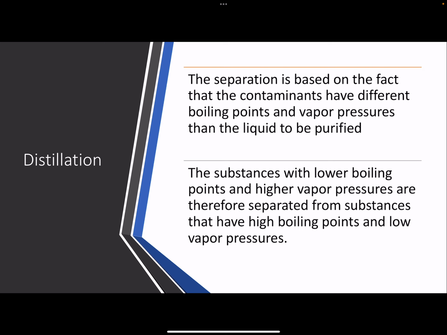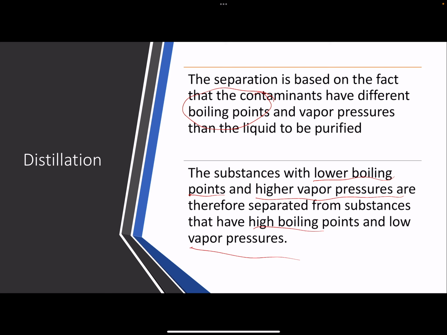Okay, the separation is based on the fact that the contaminants have different boiling points and vapor pressures than the liquid to be purified. Remember, this is the principle of distillation. Now, the substances with lower boiling points and higher vapor pressures are therefore separated from the substances that have high boiling points and low vapor pressure. So, for example, distillation is particularly effective if you're separating liquids that have a great distance in boiling points.